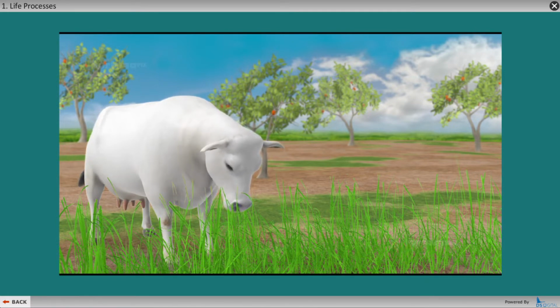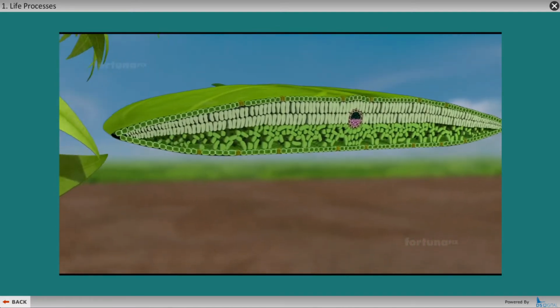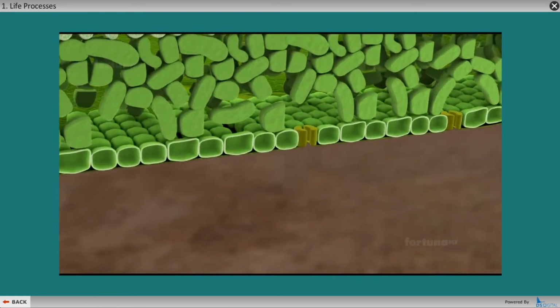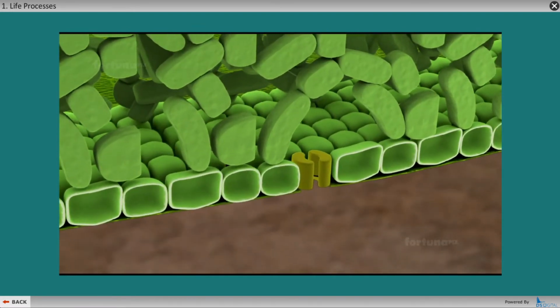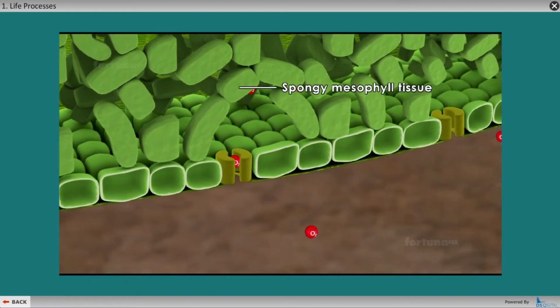All living organisms take in the oxygen that is necessary for the oxidation of glucose through a process known as respiration. Unlike animals, plants have no specialized organs or tissues for respiration. Instead, the surfaces of leaves and stems are filled with minute pores known as stomata. Oxygen from the atmosphere is absorbed through the stomata before diffusing into the spongy mesophyll tissue.